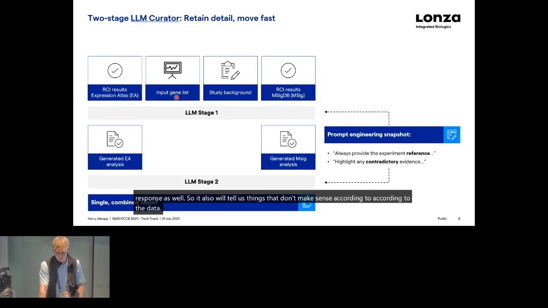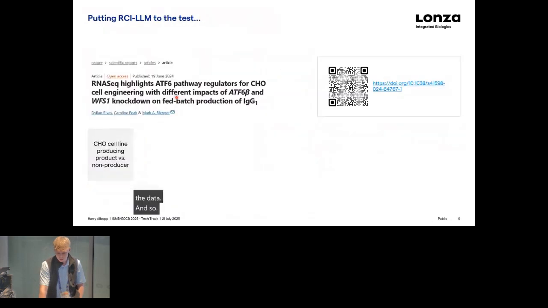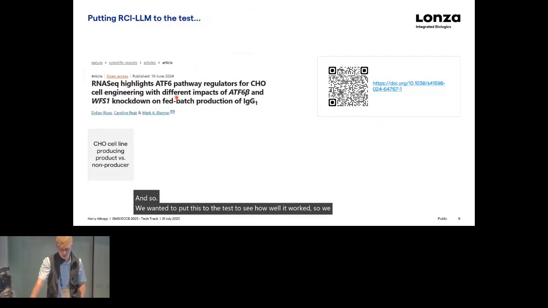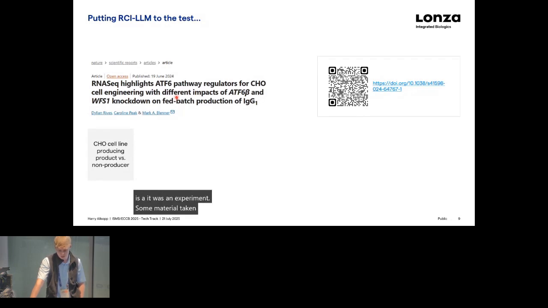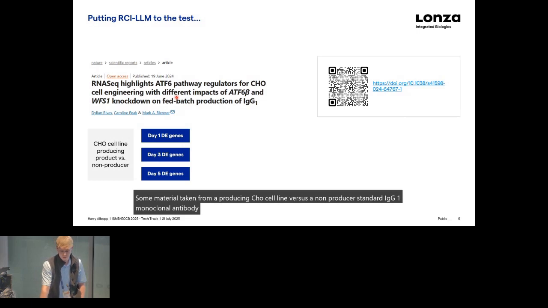And so we wanted to put this to the test to see how well it worked. So we used a public data set. It was an experiment with some material taken from a producing CHO cell line versus a non-producer, standard IgG1 monoclonal antibody. It was temporal, so there were 3 different days that the material was taken on. So we had 3 different sets of differentially expressed genes, day 1, 3, and 5.